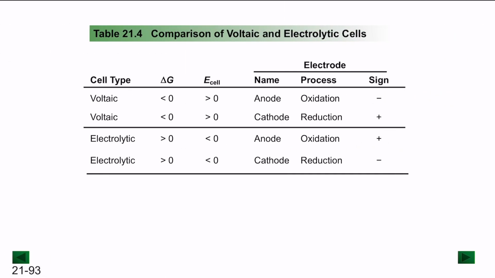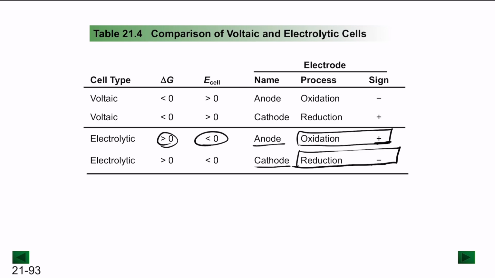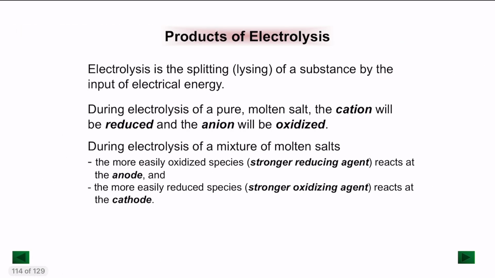So in terms of the differences here, the electrolytic cell generally has a free energy greater than 0 and a cell potential less than 0. Therefore, the anode becomes positive and the cathode becomes negative, and the anode is where the oxidation takes place. But the oxidation is generally given a positive sign and a reduction is given a negative sign in the electrolytic cells. So next, let's talk about products of electrolysis.